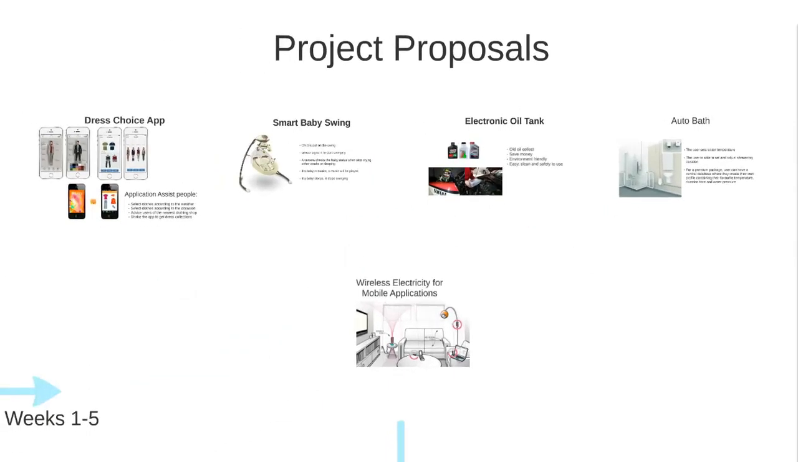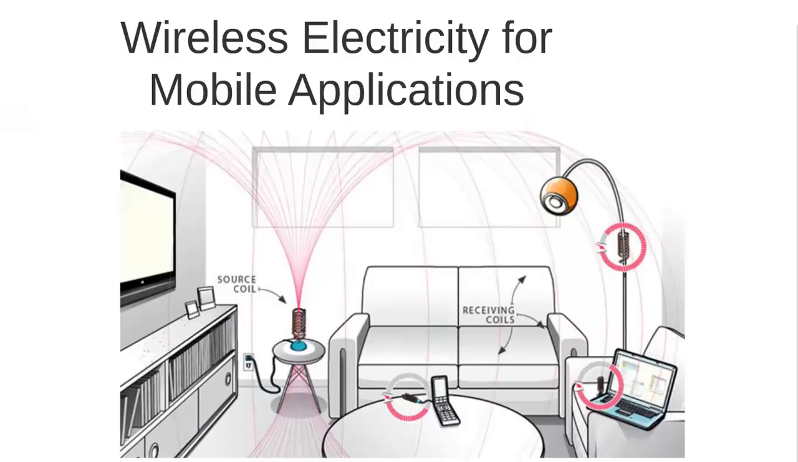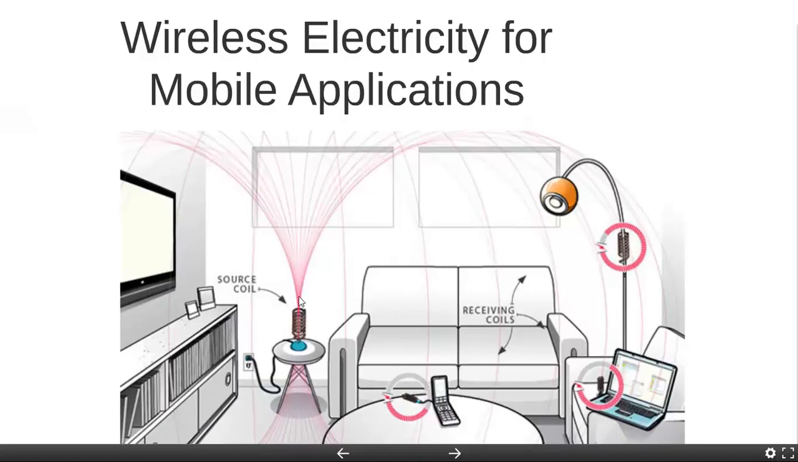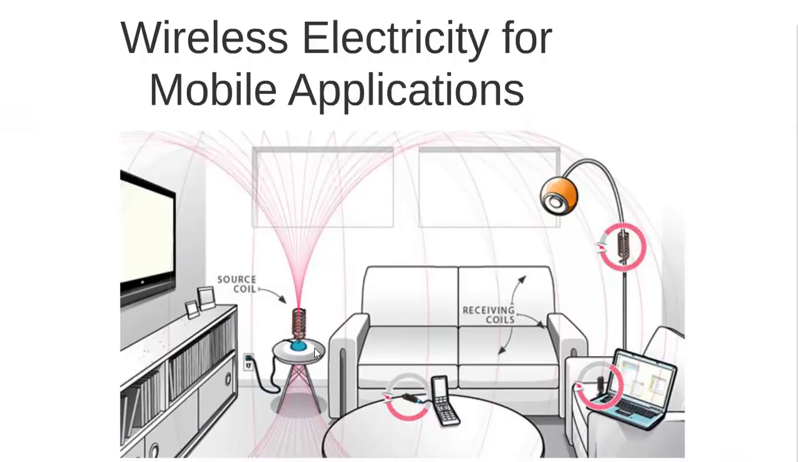From here, we also proposed a project by two of the members, wireless electricity for mobile applications. Basically, here we have the idea of wireless electricity. You have a source coil which transmits fluxes all over the place, and then you have the receiving coils, which in this case could be a lamp, laptop, or even a phone, without any wires. So the project need is that there is no need to have your laptop charger or your cable with you anytime.